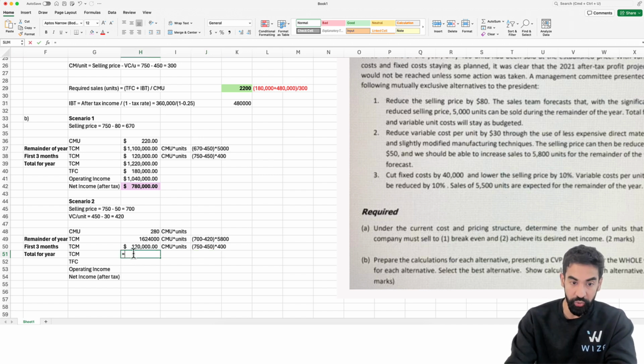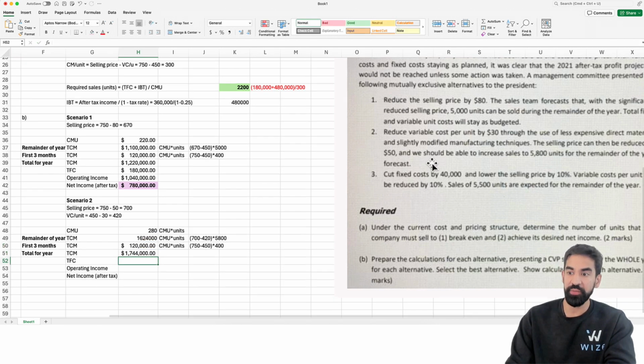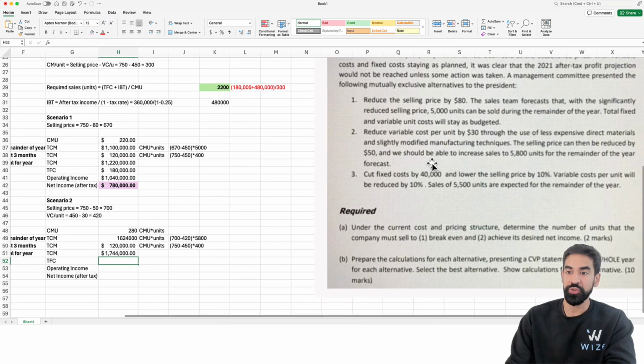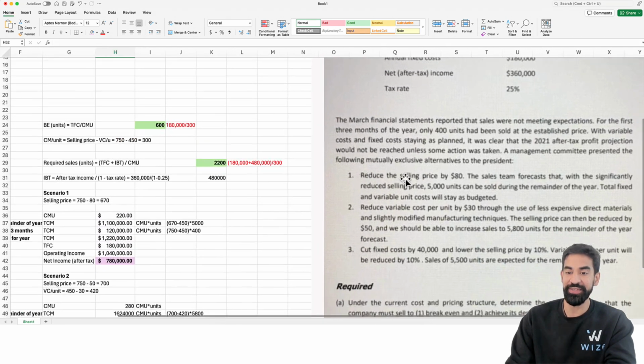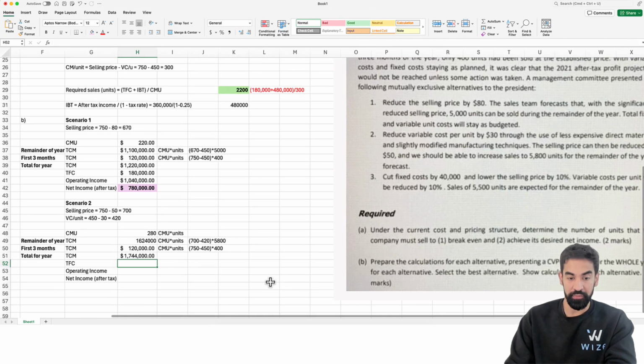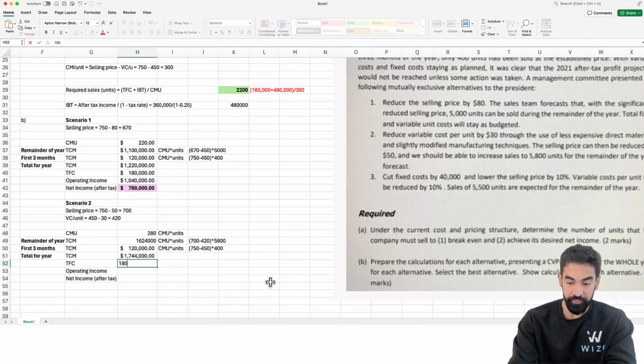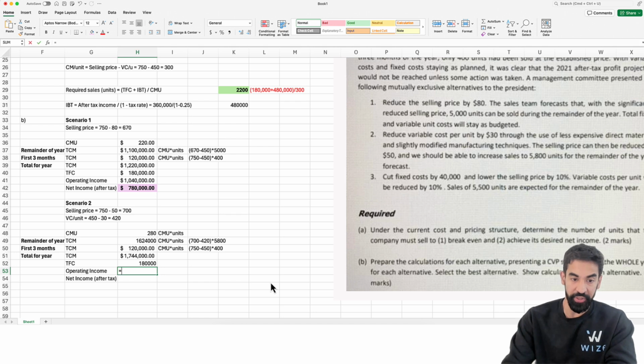So now what's the total contribution margin? I'm going to do this plus this. What's the total fixed cost? Did that change? No, they didn't mention anything about the fixed cost. So you can assume it's the same as above, which is 180,000. So what's their operating income? You would take the total contribution margin minus the total fixed cost. It's basically their revenue, the sales minus the variable cost minus the fixed cost. That's what we're doing here, right?